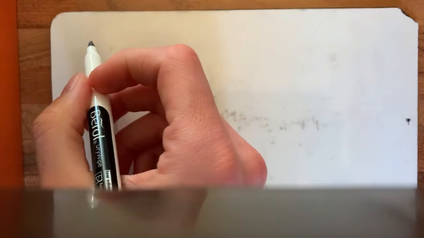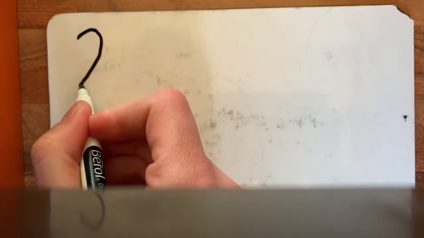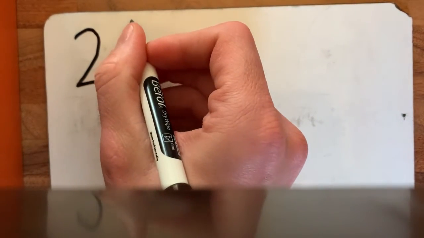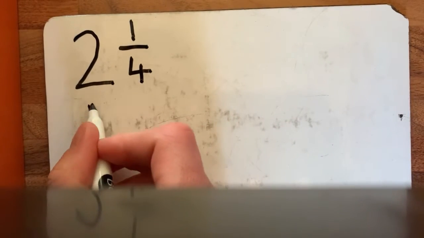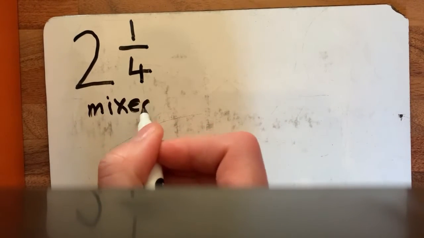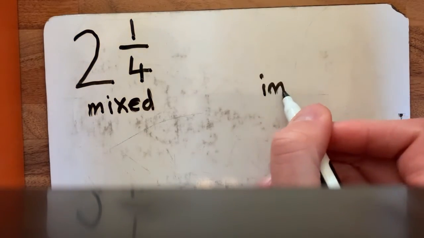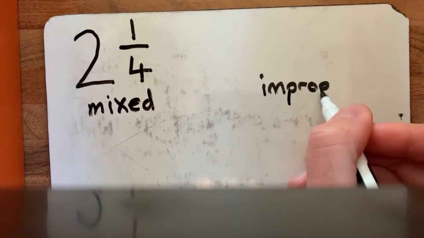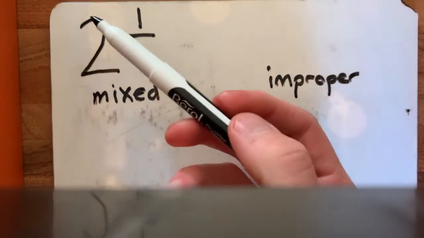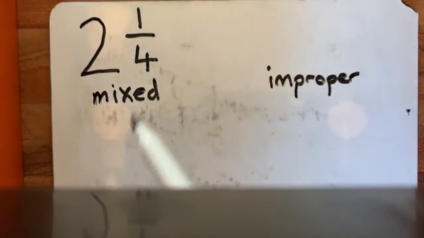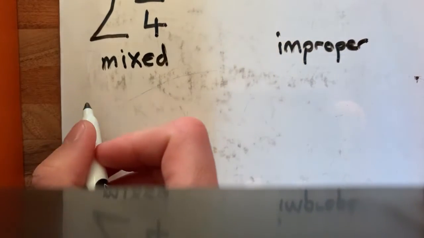So this time I'm going to have 2 wholes, okay, and 1/4. All right, so again, this is our mixed number. So it's how we're going to convert this into our improper fraction. Okay, so we start off with the same process. We need to first of all represent these 2 wholes. Okay, so we're going to draw a whole underneath.